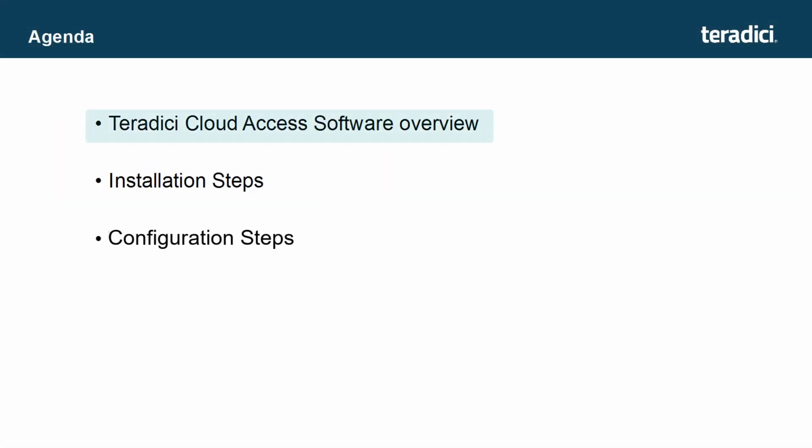In summary, we went through an overview of Cloud Access Software and the requirements of deploying Cloud Access Software. We covered the installation steps for deploying Cloud Access Software on Linux and configuring Cloud Access Software via the configuration file.